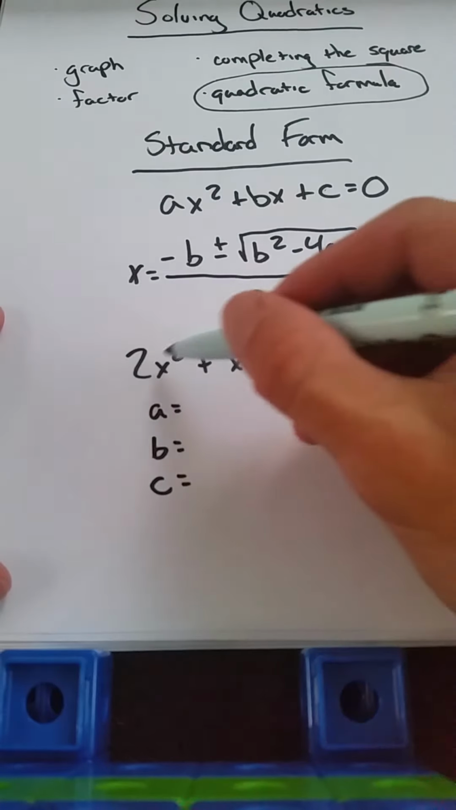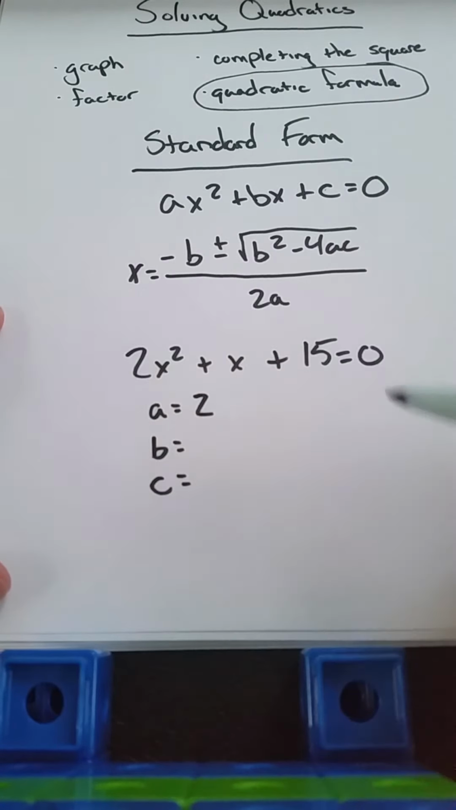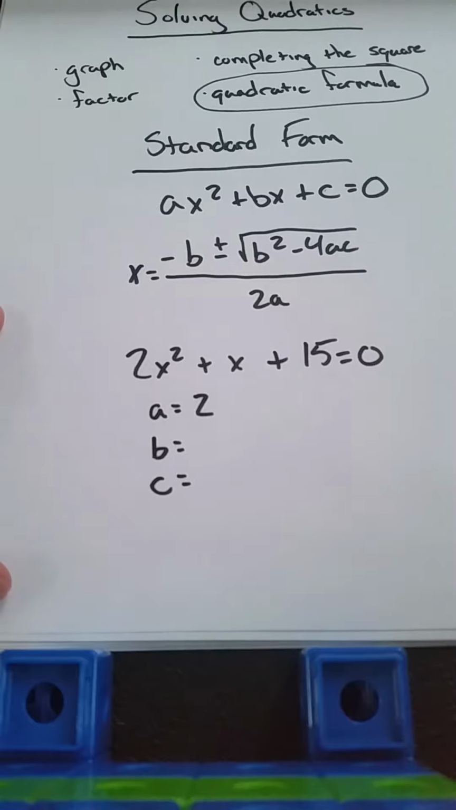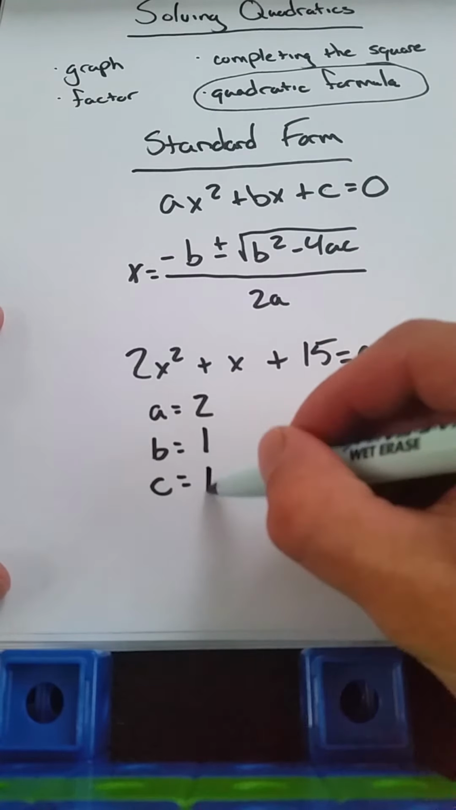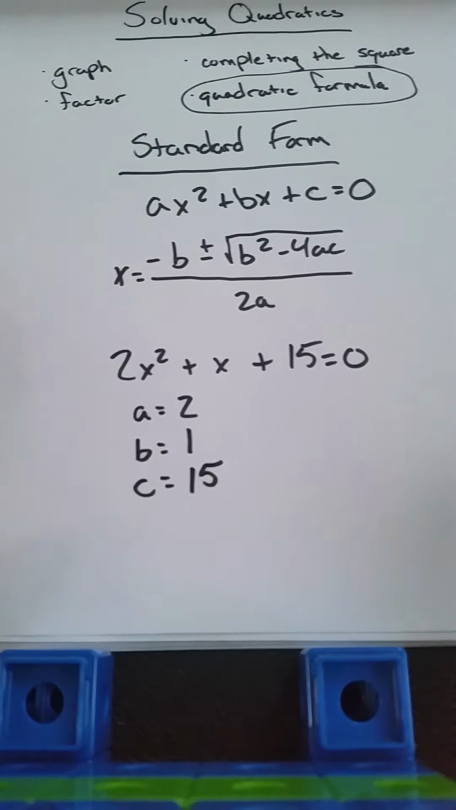A is going to be the number in front of x squared, so A is 2. B is going to be the number in front of x, so B is 1. C is going to be our constant term, so in this case, that is 15.